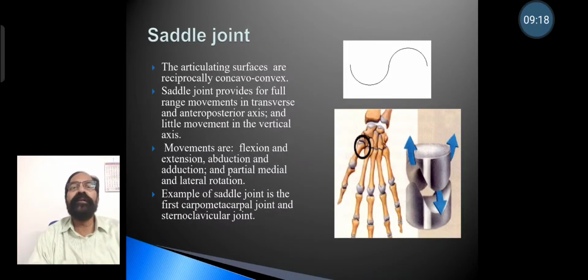Then we come to saddle joint. The articulating surfaces are reciprocally concavo-convex. A saddle joint provides for a full range of movements in transverse as well as anteroposterior axis, and little movement in the vertical axis. Movements are flexion and extension, abduction and adduction, and partial medial and lateral rotation. Examples of saddle joint are the first carpometacarpal joint and also the sternoclavicular joint.